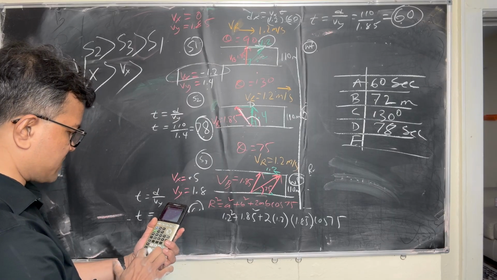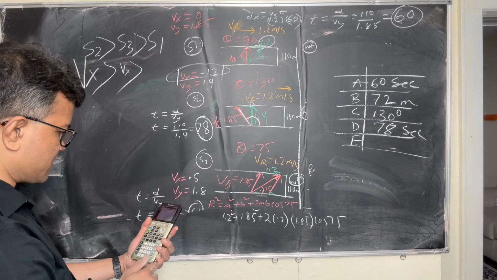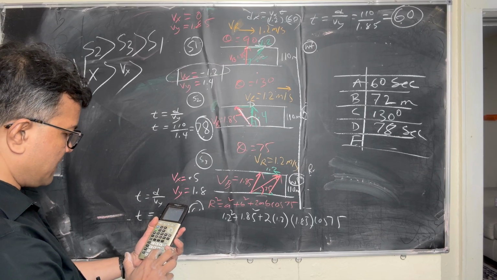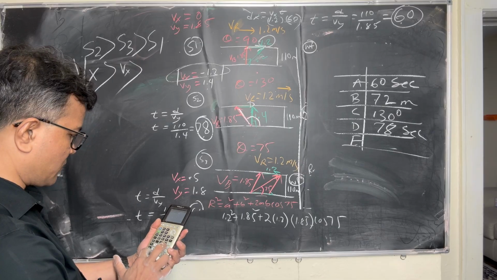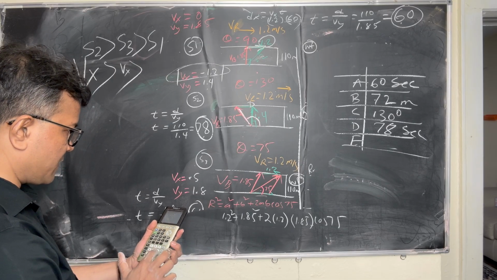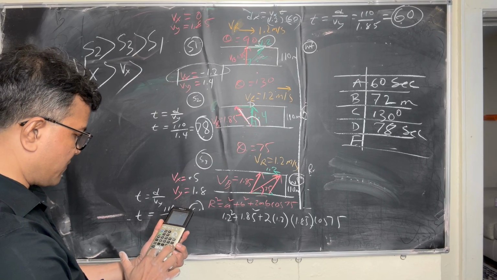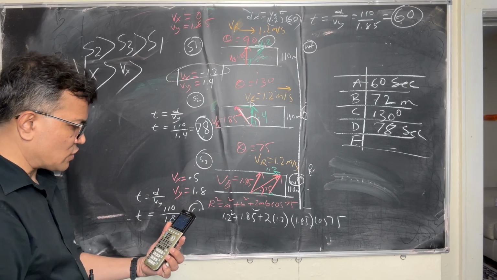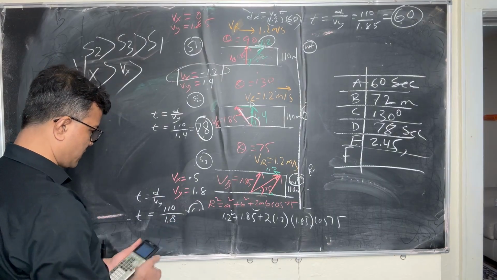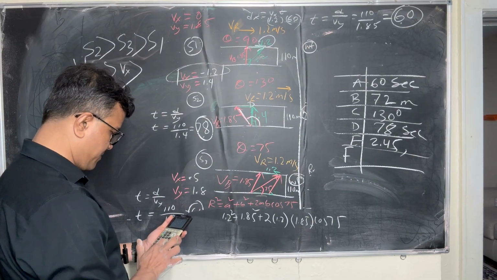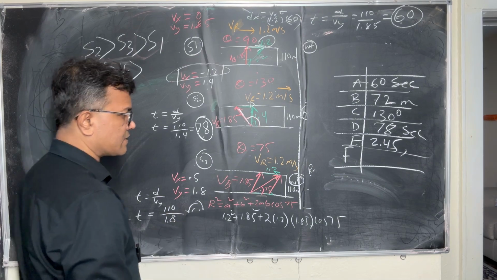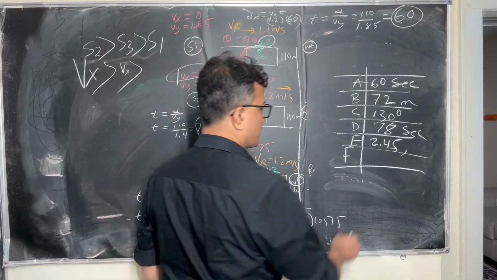There are 20 ways. I think I showed you 10 ways. Plus 1.85 squared plus 2 times 1.2 times 1.85 cosine 75, and that gives you 2.45. Find out how long it takes. We already found it: 110 divided by 1.8, and that is 61 seconds.